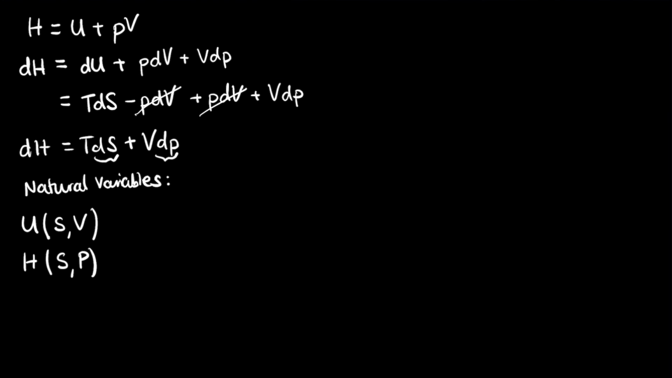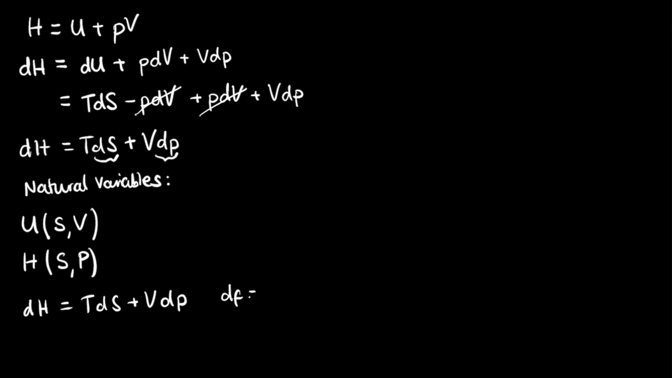So I've got this expression for the change in enthalpy, which is dH equals TdS plus V dP. But what did I say was the form of a full differential before?